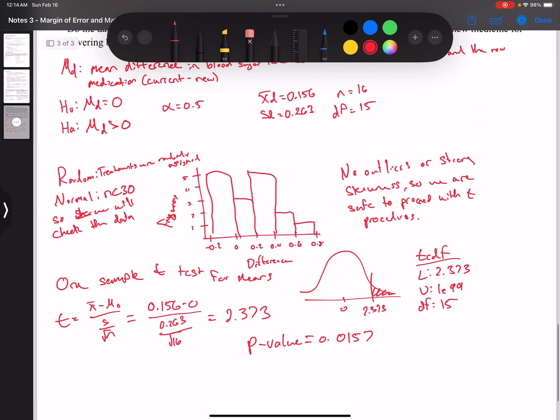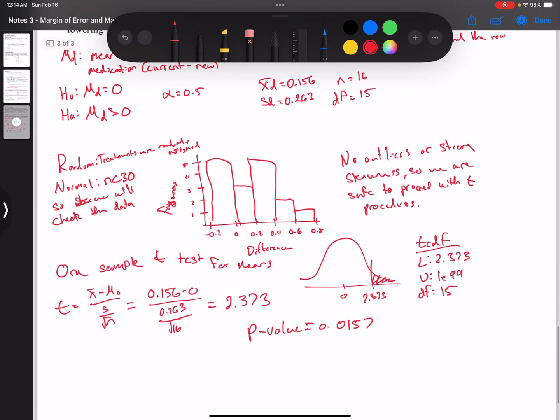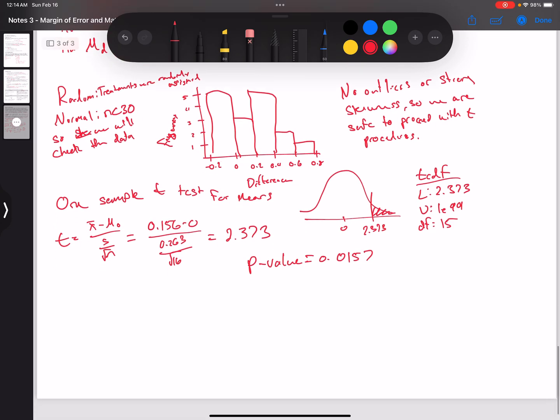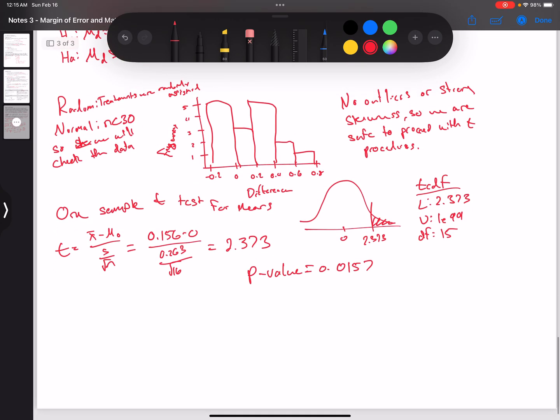And now it's time for our conclusion. 0.0157 is less than 0.5. So because our p-value of 0.0157 is less than our alpha of 0.5, we can reject the null hypothesis.